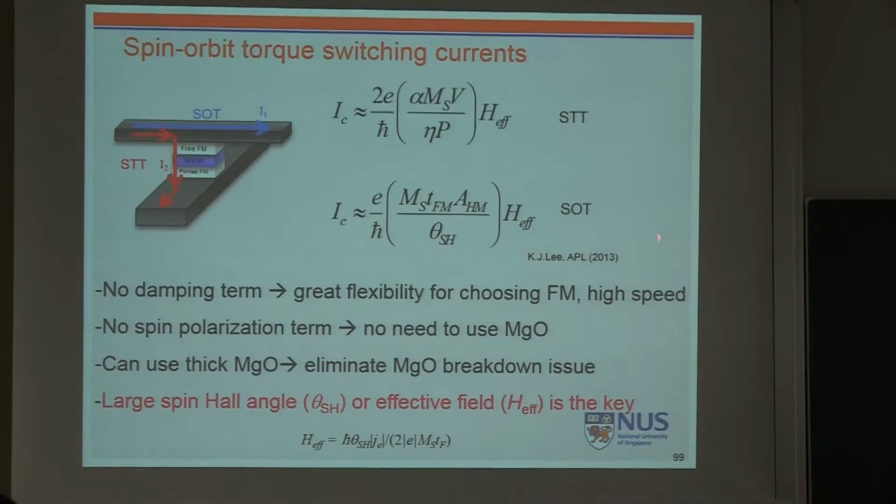If you look at the formula, the best way is to enhance this spin Hall angle. So if we have a larger value of this, basically we can reduce the switching current. So this is basically the holy grail in this field. People are trying to achieve a very large spin Hall angle from various materials.